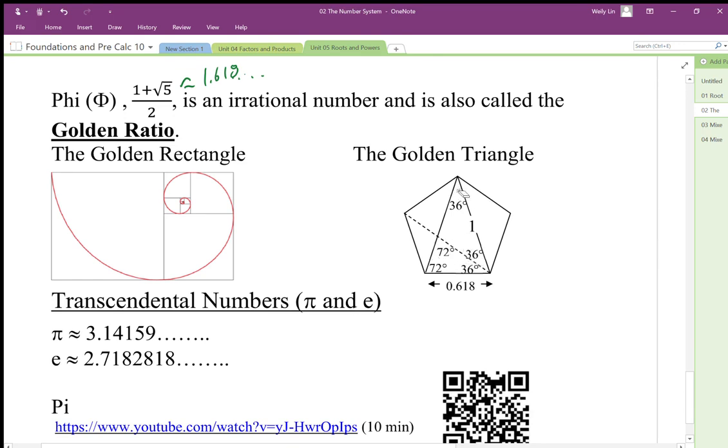So a golden triangle is an isosceles triangle, and this angle here is 72 and this angle here is 72 degrees as well. The top angle must be 36. And the thing about the golden triangle, and same with the golden rectangle, is that these are regenerative shapes. So we can just keep on making these shapes over and over and over by just chopping it down. And same thing with the golden rectangle.